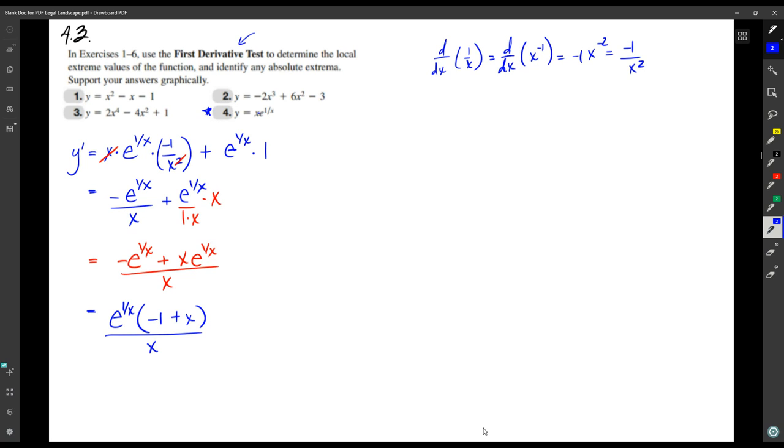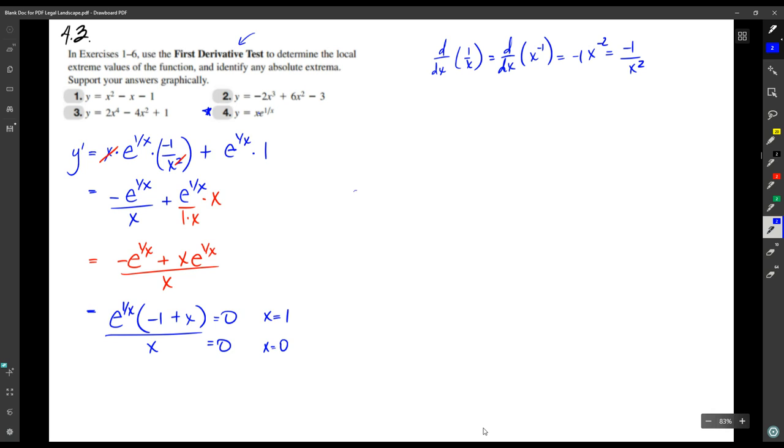We need critical values, so that's going to be anywhere that the numerator is equal to 0 or the denominator is equal to 0. That'll give us a 0 value, or it will give us undefined. So in that numerator, it looks to me like I have a critical number at x equals 1, because negative 1 plus 1 is 0. E to the power of 1 over x can never be 0, so we don't have anything there. Then we've got a critical value at 0 as well. It makes the derivative undefined.